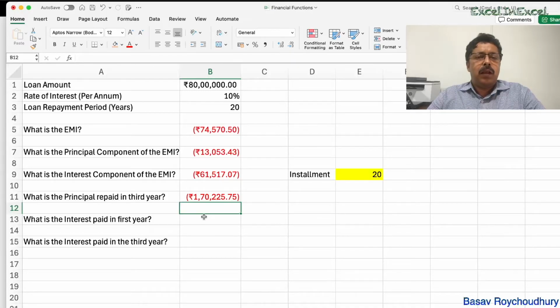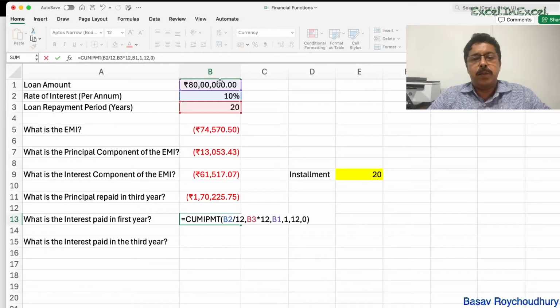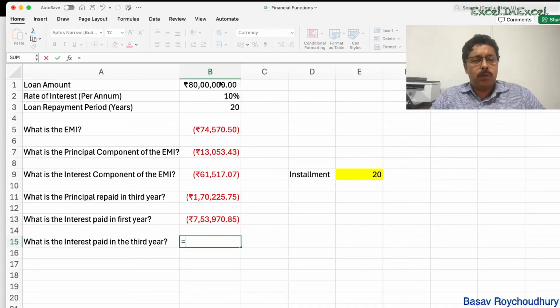Similarly, if I want to find out the interest paid in the first year, I can always use CUMIPMT, because now we're talking of the interest. And by now you know how you go about it. 10% divided by 12, N per 20 into 12, the PV is 80 lakhs, and because it is the first year, the start period is 1, end period is 12, and we know we want it at the end of the period. So the interest paid in the first year would be 7,53,970.85.